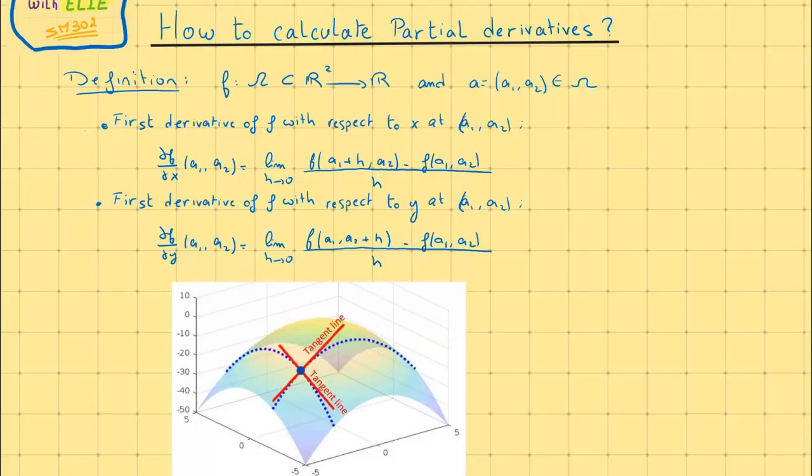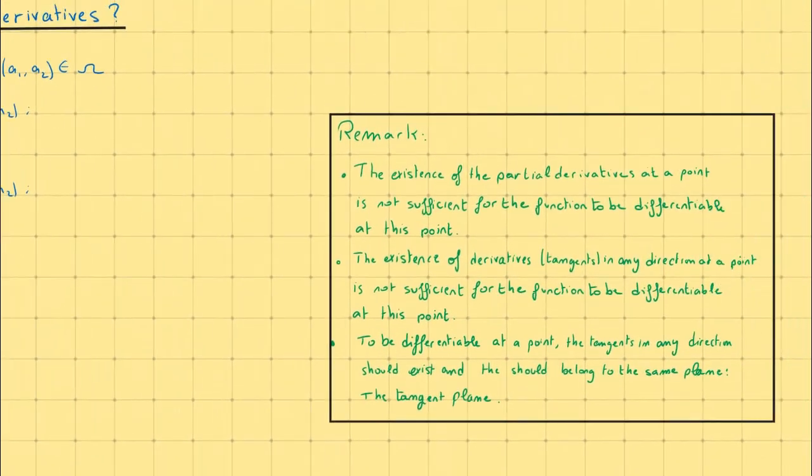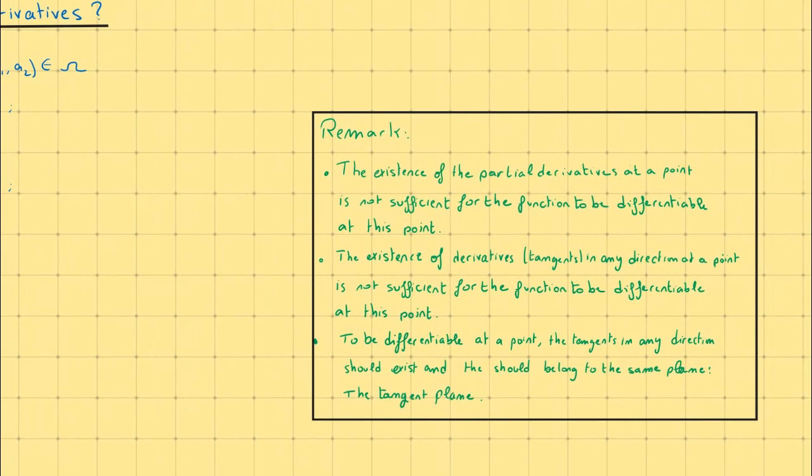The existence of tangent lines in any direction is not even enough. For the function f to be differentiable, we should have tangents in any direction, and all these tangents should belong to the same plane. So for the function f to be differentiable, we should have the existence of a tangent plane at the point (a1, a2). In practice, how do we calculate the partial derivatives?